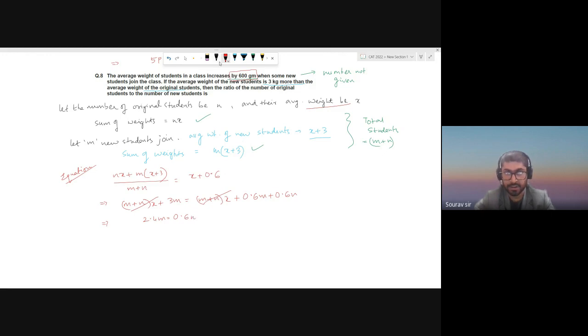0.6n. Now, what we needed to calculate is the ratio of the original number of students to the new. The original number of students was n, right? So we need to calculate n by m. So continuing from here, we have n by m equal to 2.4 by 0.6, which is 4, which means the ratio is 4:1. That is your solution.